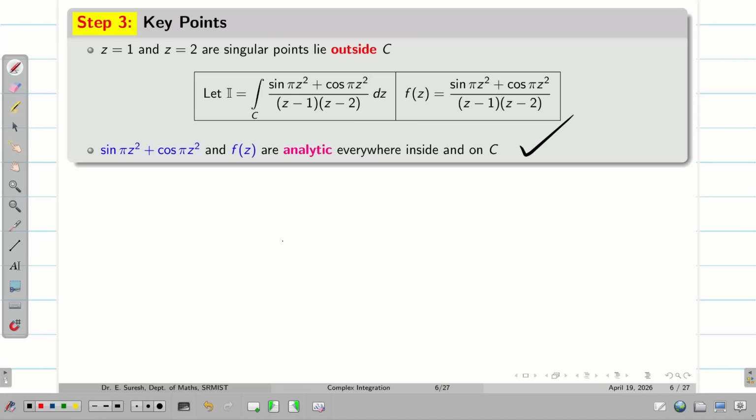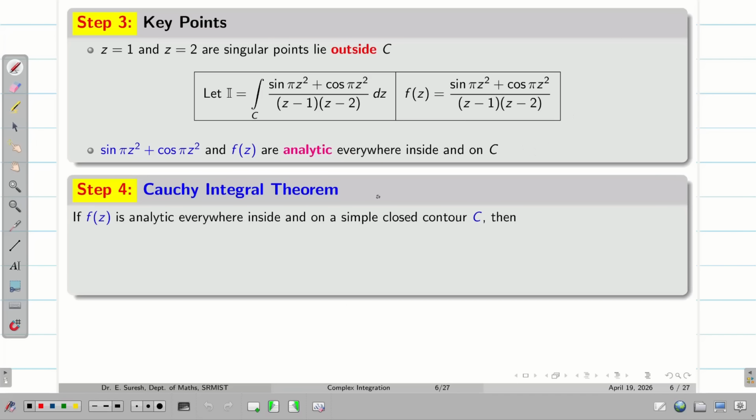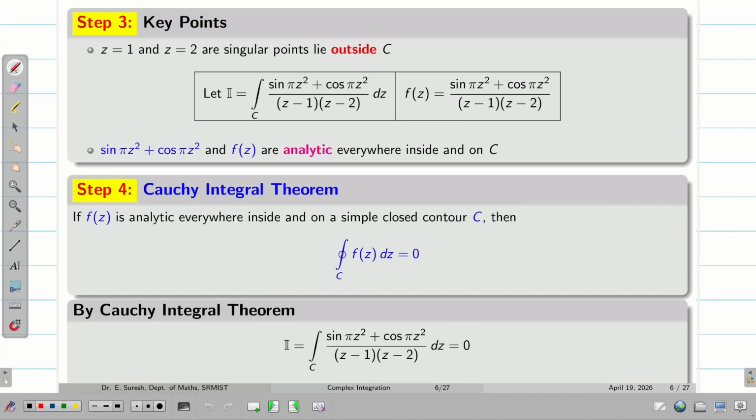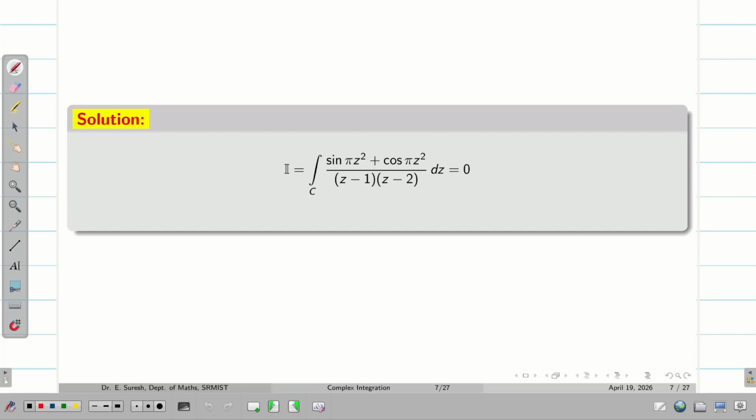Now, according to this, capital I is equal to the integral over C of f of z dz, and because the whole function is analytic, we have to use Cauchy integral theorem. According to Cauchy integral theorem, if f of z is analytic everywhere inside and on C, then the integral over C of f of z dz is equal to 0. Therefore, my answer is 0. So we found the solution. The integral over C of (sin πz² + cos πz²) divided by (z minus 1)(z minus 2) is 0. Hope you understand, students.